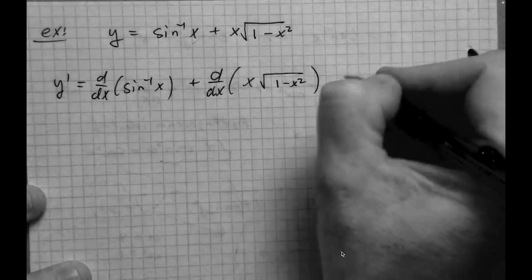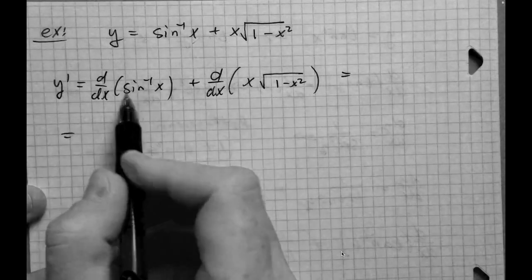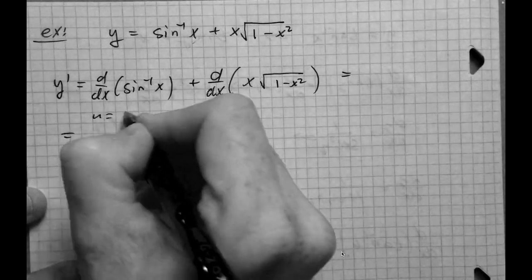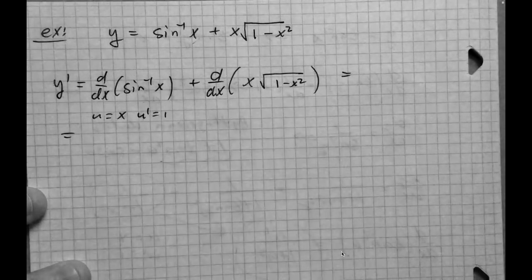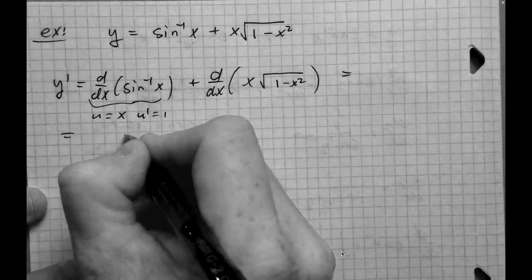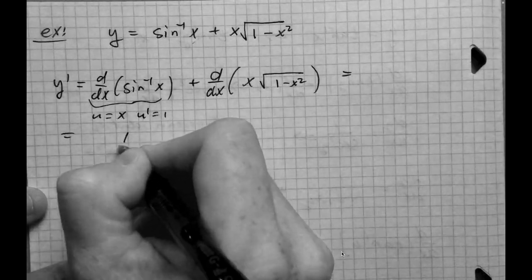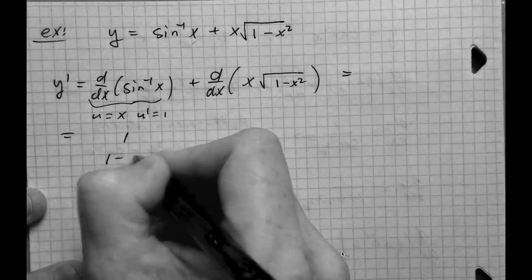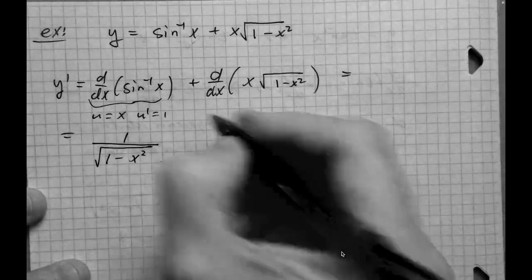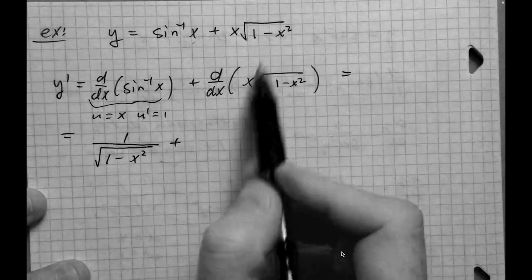All right, we can do this. So for this part here, u is x, so u prime is 1. That's for this piece, and this is really straightforward. We just have to look at the format, and this will end up being 1 over the square root of 1 minus x squared. Plus, now we still have this part.